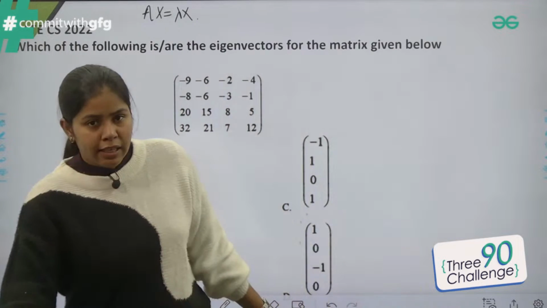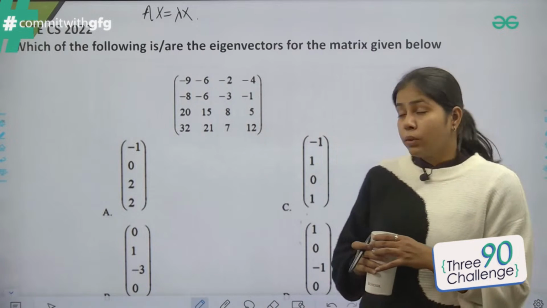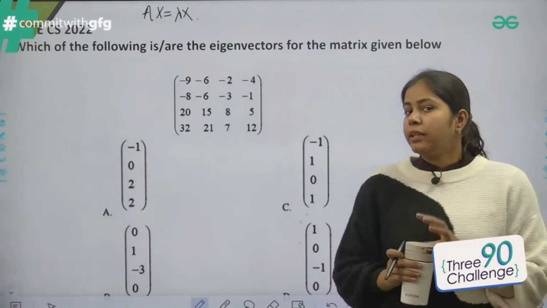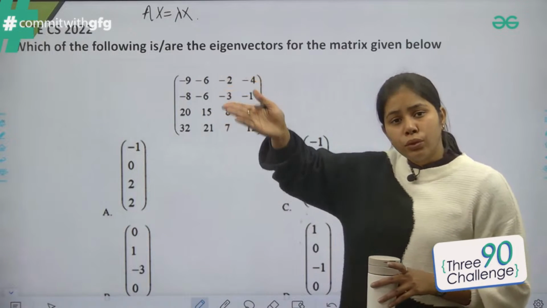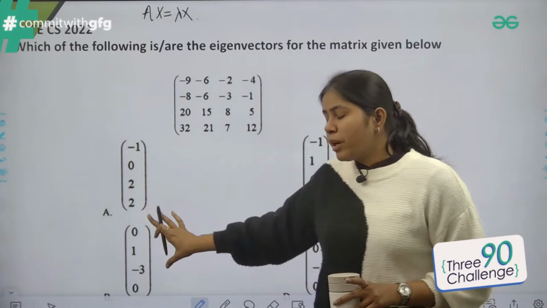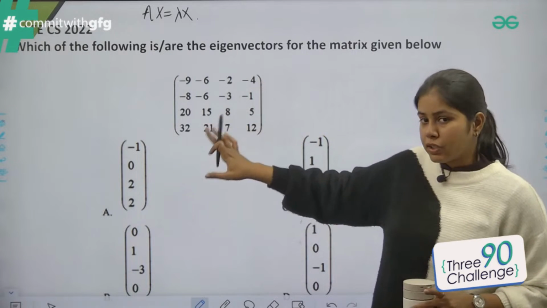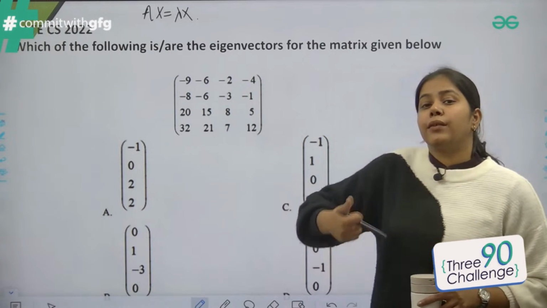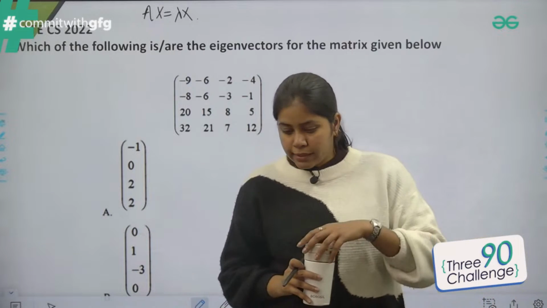Just tell me, guys. I know this is a little bit of a calculative question, so you have to solve it. There is no other method. One thing you don't have to do is find the eigenvalue and then work out the eigenvector. You just check by going through the options. Multiply with the first vector and check whether it's an eigenvector or not. Then go for the second, then third, then fourth. So let me know, guys.